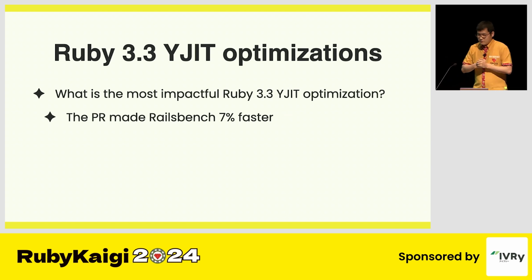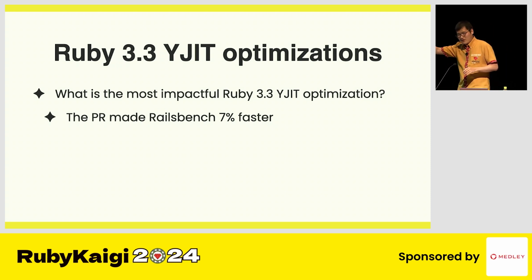So out of a lot of features that we released in 3.3, there was one single change that improved the Rails performance, Rails bench performance, by 7%. By the way, there was a discussion of a 5% improvement in string reader, but 5% is a lot if you ever worked on performance optimization. 5% is very significant, and 7% is even more significant. So that's quite a significant improvement.